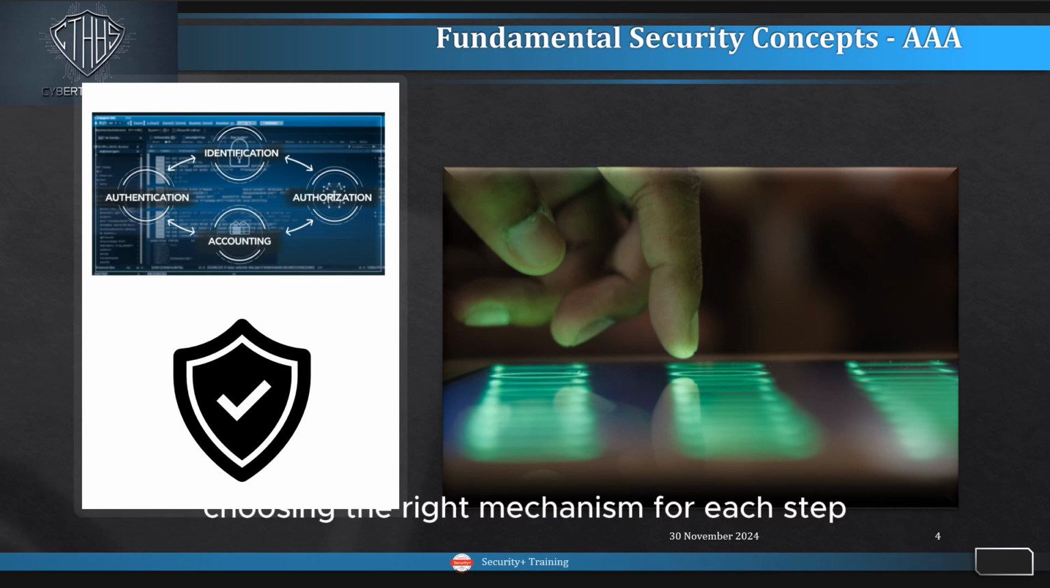Choosing the right mechanism for each step and considering the environment is essential when designing access control systems, particularly in modern setups where cloud and on-premises systems coexist. You will need an identity and access management system capable of functioning across both environments. While the process we have discussed focuses on how individuals gain access, it is important to remember that these processes also apply to systems authenticating to each other. Later in the course, we will discuss how systems use digital certificates for authentication.